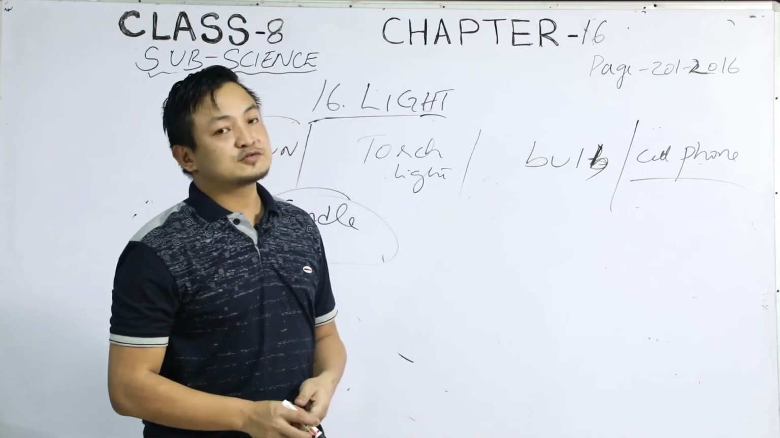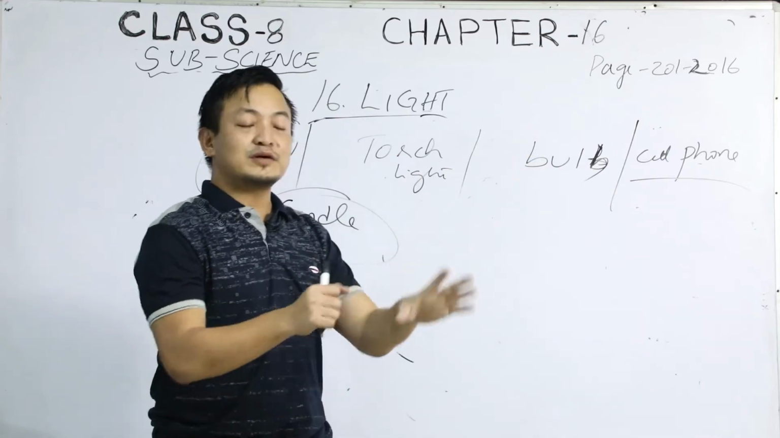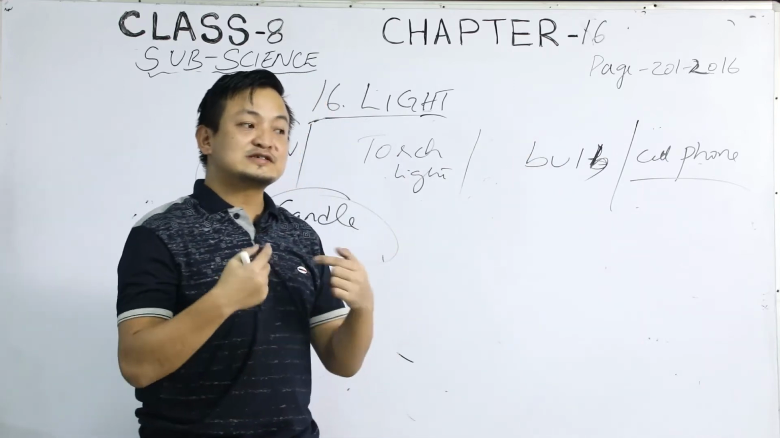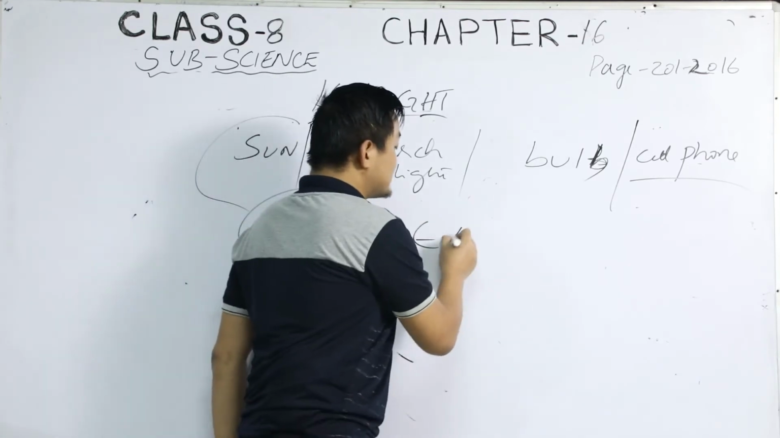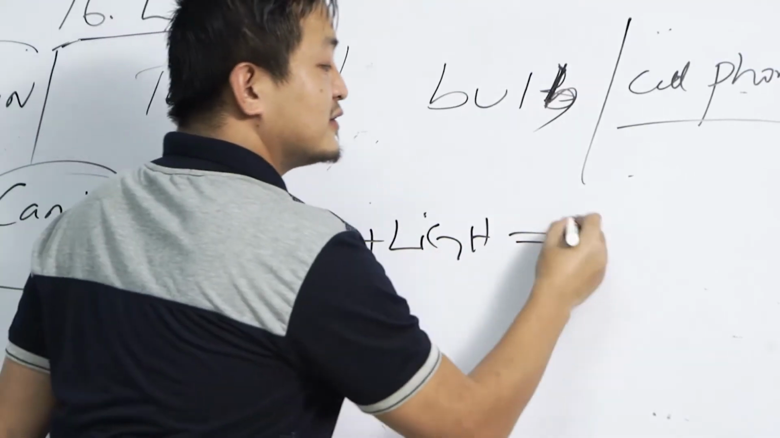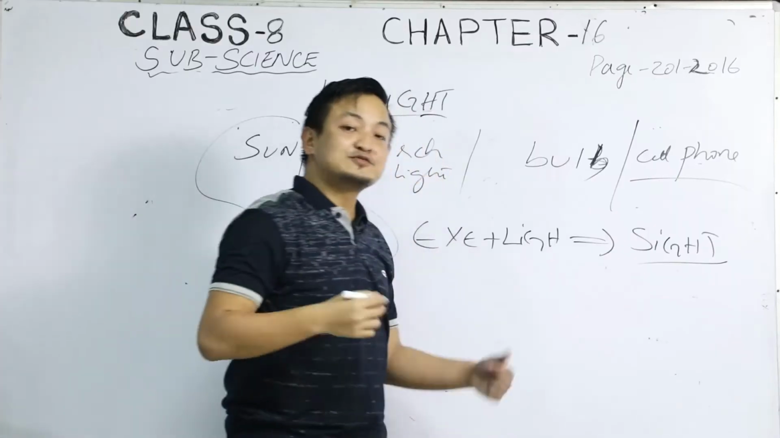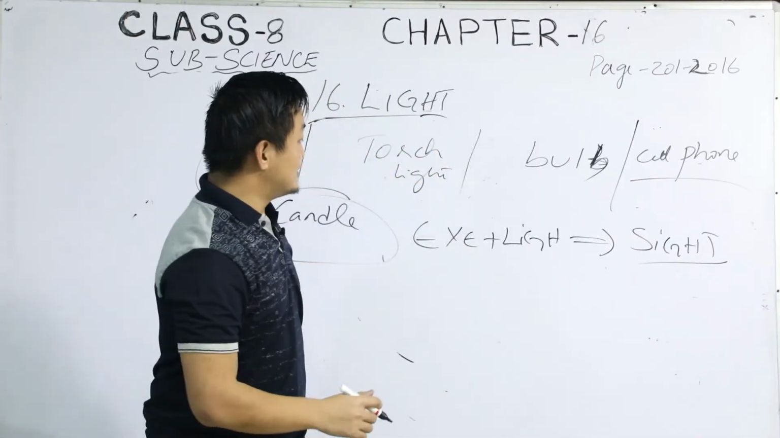Clear? Now students, let me tell you that without light, you will not be able to see. But some people say, we are able to see because we have eyes, right? But let me tell you, eye and light together give you sight, right? That is why you are able to see. Clear?